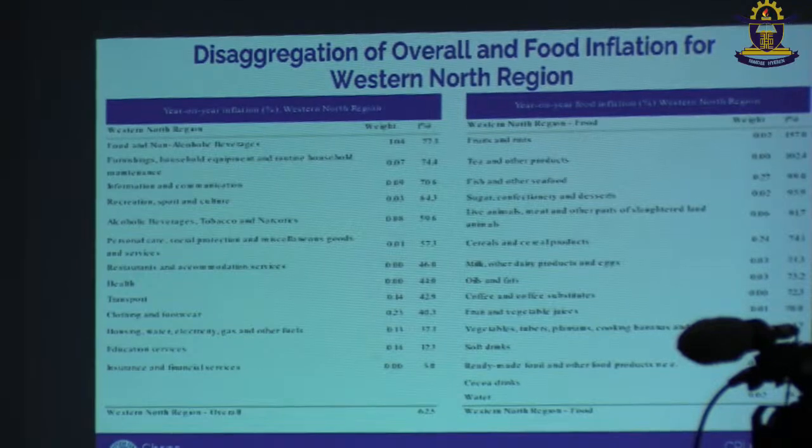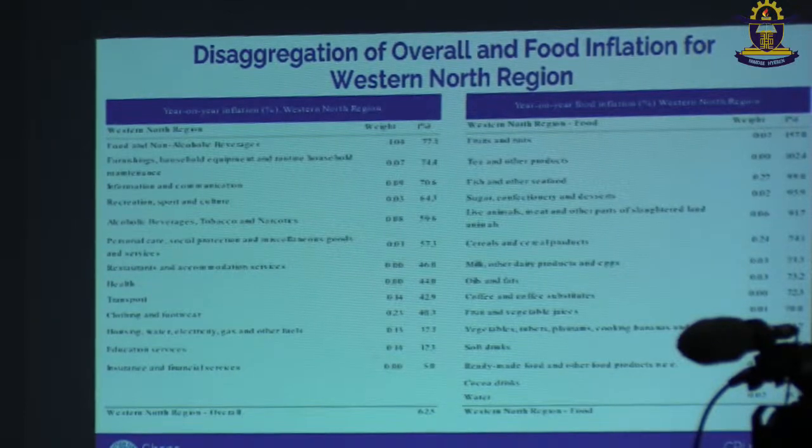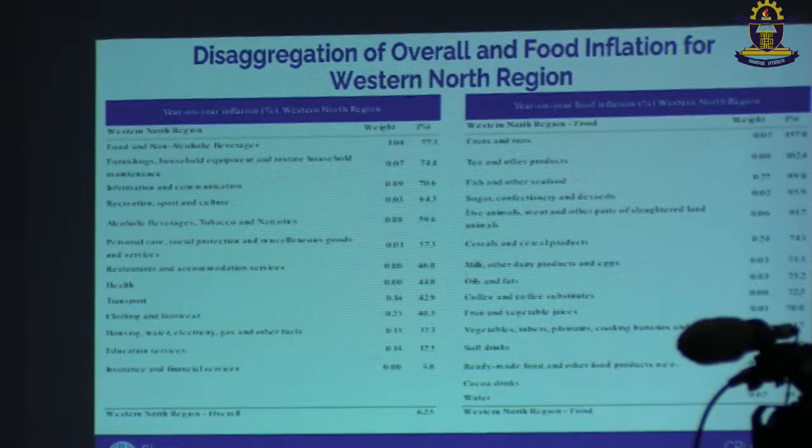We focus on food inflation in the Western North region, and the driver for the 77.1% food inflation that was recorded for the Western North region was fruit and nuts that recorded a rate of change of 157.0%, followed by tea and other products at 102.4%. So these are the two subclasses within the food division that led to the high rate of inflation recorded in the Western North region.